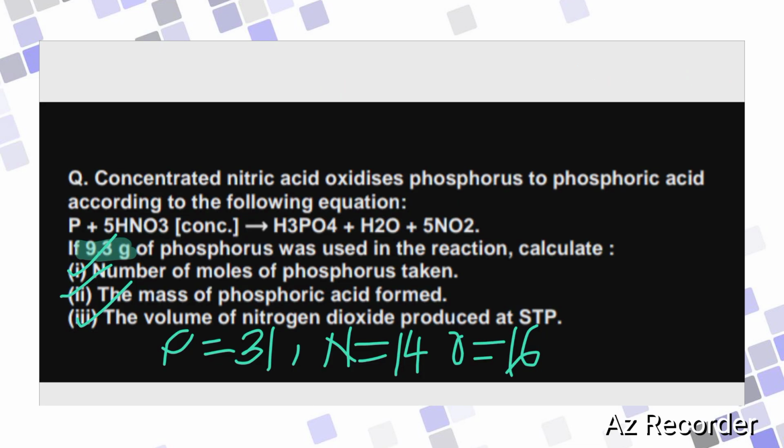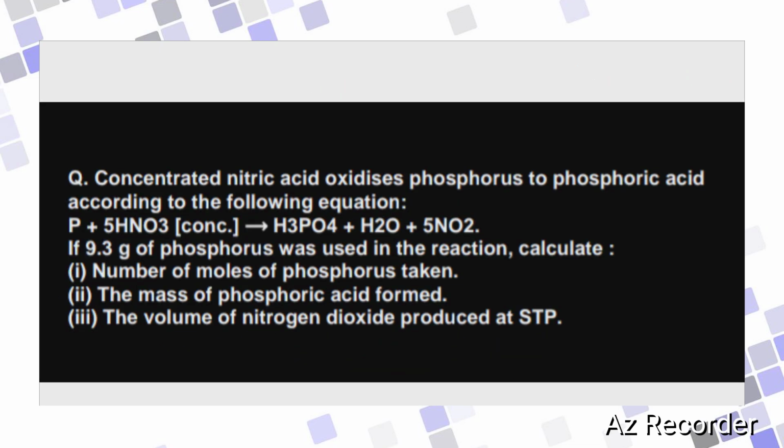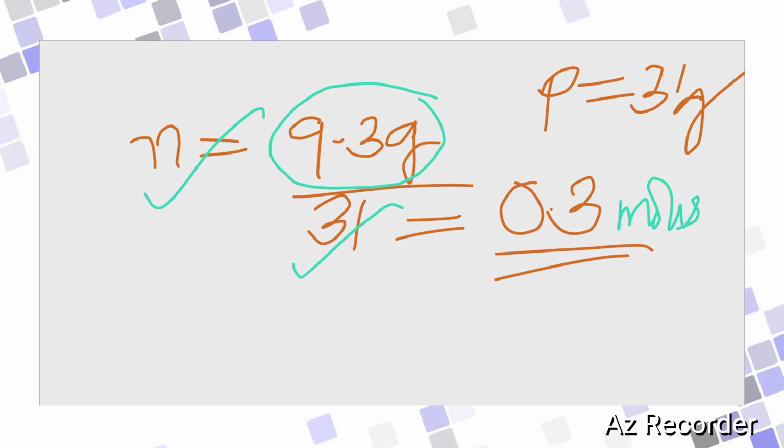The next question, the mass of phosphoric acid formed. We need to calculate the mass of phosphoric acid. So here you will have to listen in detail. According to the question, when phosphorus reacts, we get phosphoric acid, right? That means when RMM of phosphorus reacts, we get RMM of phosphoric acid. Then we need to calculate, if 9.3 gram of phosphorus reacts, what will be the mass of phosphoric acid formed. So let's proceed to solve it.